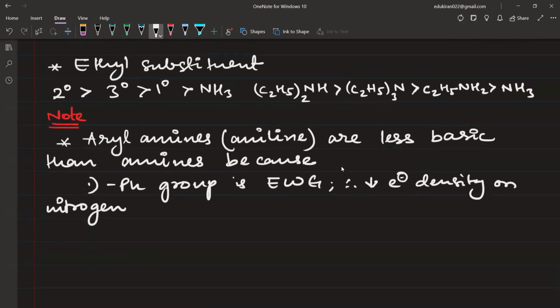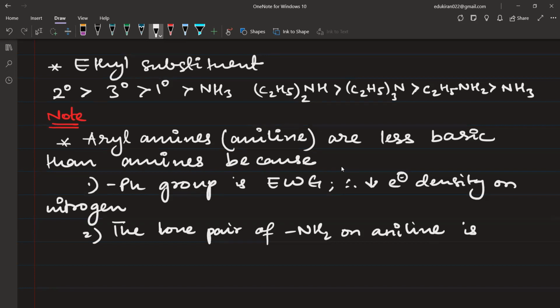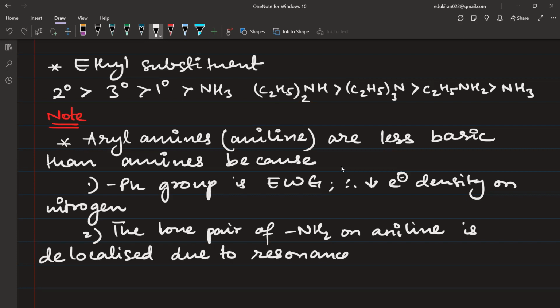Second, the lone pair of nitrogen, the lone pair of NH2 कर लीजिए on aniline is delocalized due to resonance. Therefore, it is less available.